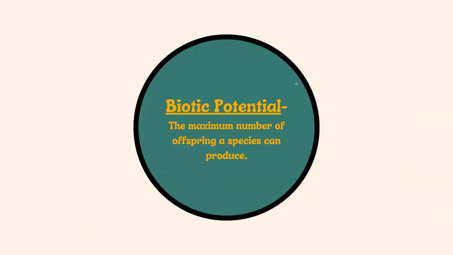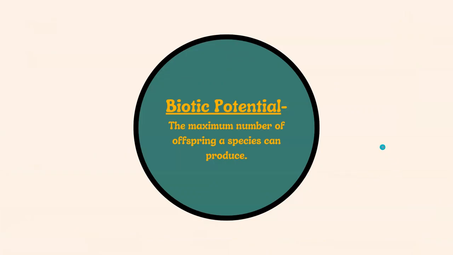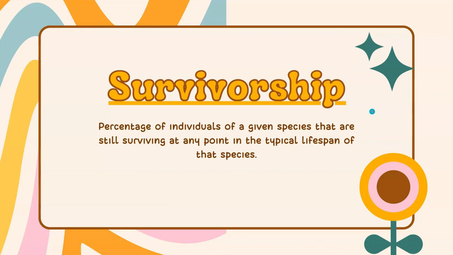Next up is biotic potential. A biotic potential is the maximum number of offspring a species can produce. So, like we saw earlier, it's near its carrying capacity. Survivorship. Survivorship is the percentage of individuals of a given species that are still surviving at any point in the typical lifespan of that species.